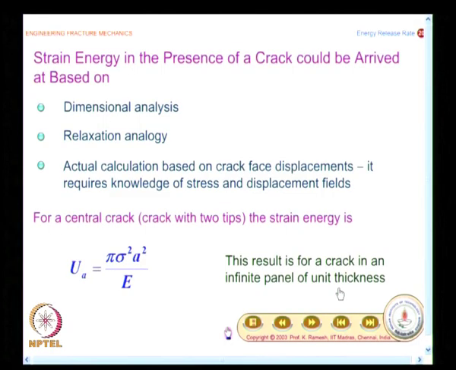In fact, to aid your appreciation of strain energy in the presence of a crack, we looked at the relaxation analogy. You should keep in mind these were not mathematically rigorous. While discussing the relaxation analogy, we considered a plate of thickness B, so that you get trained in how these equations change when the thickness is brought into the development of these equations.